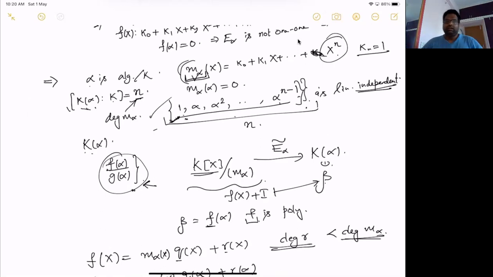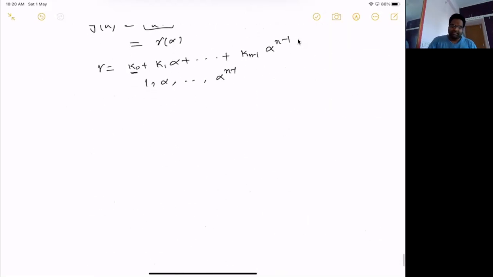All right. Now, let us learn something more about algebraic extensions. So we use that result. This is a corollary to the previous theorem.